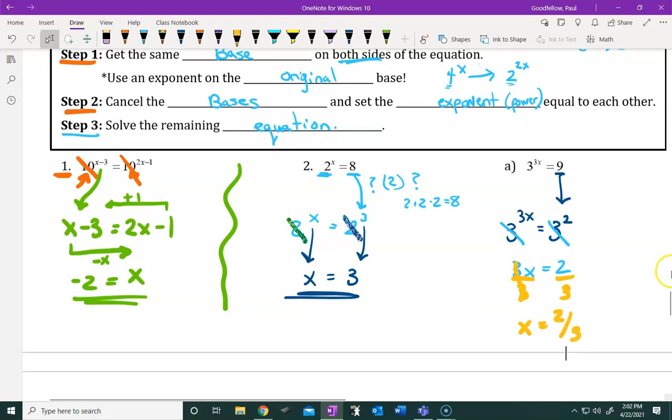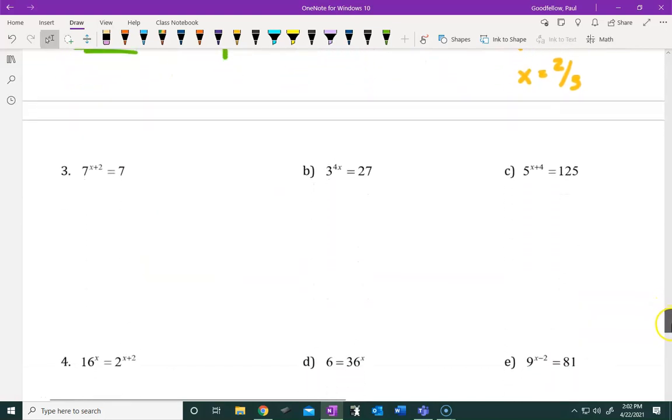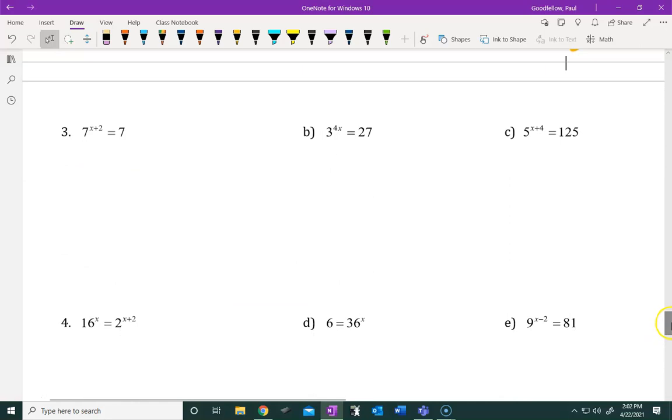All right? So, big key here. Get the bases to match each other. And if you can, that kills all the problem that's really necessary there.